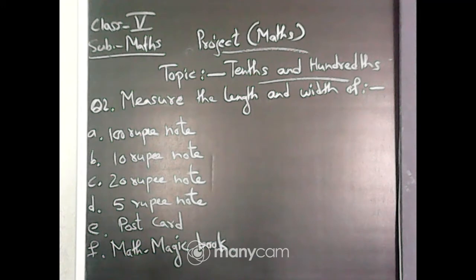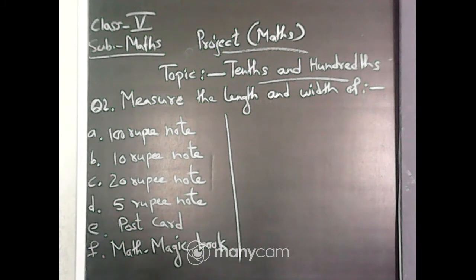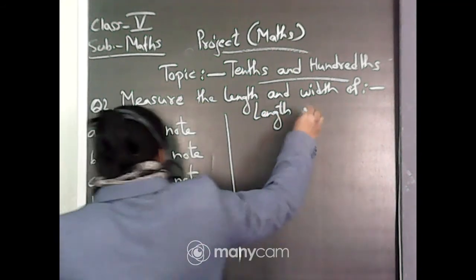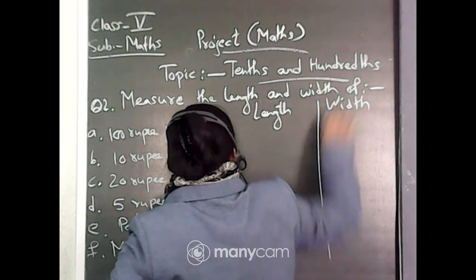Okay, these are 6 options given to you. You have to measure the length and width of these things, and you will write it in the copy, in the channel file, on the A4 size paper. And this should be done in only 1 page. You will measure it with the help of the scale, and then you have to make columns and write length and width.